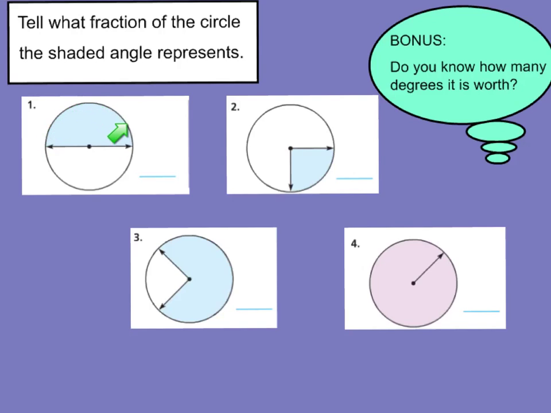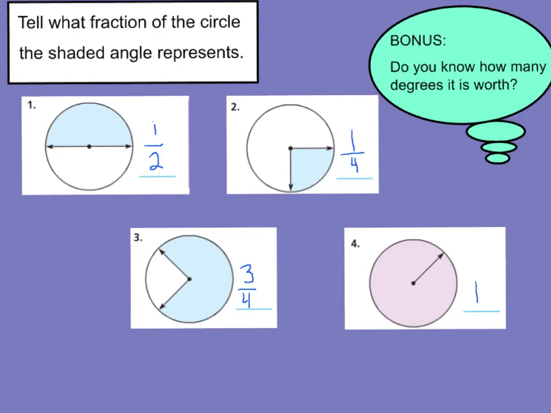So what's the shaded area? And then our bonus is, do you know how many degrees this angle would be worth? So you're going to have to tell me what fraction of the circle the shaded angle is showing us, and you're going to have to tell me, if you can, the degrees of the angle. So you're going to write these down in your notes, and then you can pause the video to work it out and press play when you're ready to go over it.